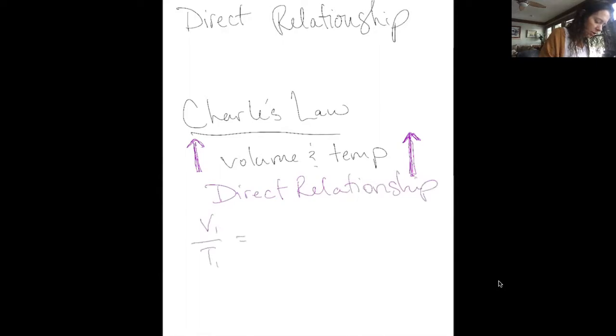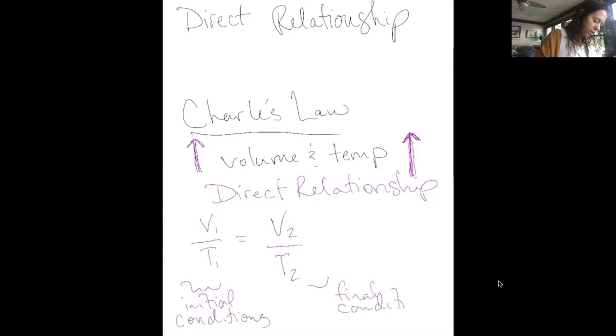We just substitute V for T. V for P. We substituted volume for pressure. Once again, these are the initial conditions, right? And these are the final conditions. And you must, as always, put your temp in kelvins, right?